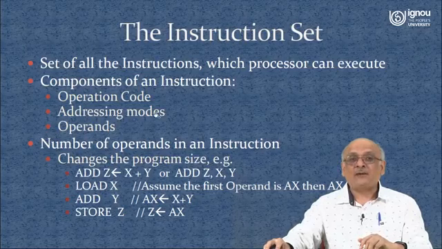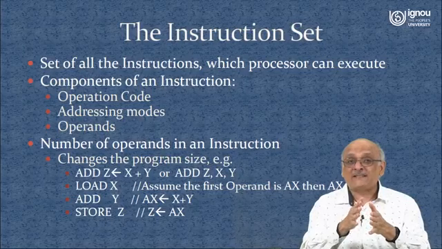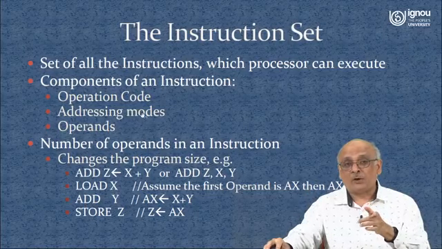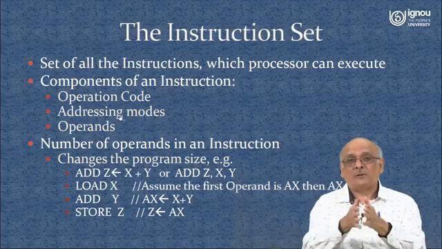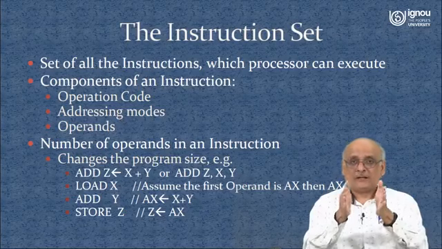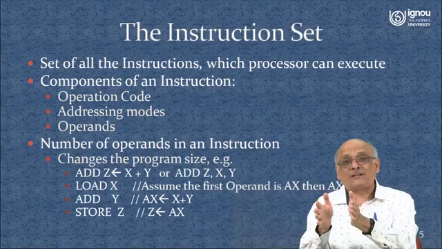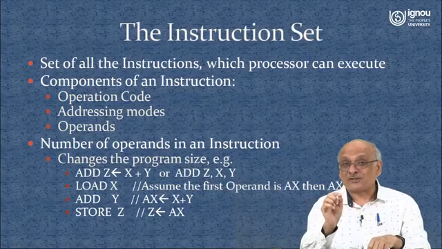Okay, then addressing modes. We discussed 8086 addressing modes, if you remember. Addressing modes basically tell us how and where an operand can be found. How an operand can be found is the addressing mode, and the operands are where exactly the address of the operand is going to be found. How and where. So basically an instruction will consist of what operation is to be performed and what data on which that operation is to be performed.